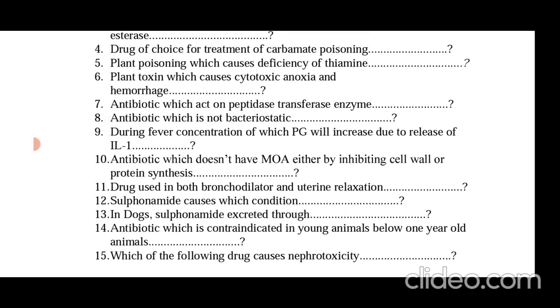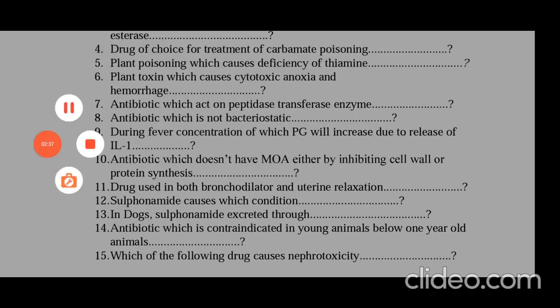Sulfonamide causes which condition? Crystalluria, crystals in urine. And 13, in dogs, sulfonamide is excreted through glucuronidation. Antibiotic which is contraindicated in young animals below 1 year of age is enrofloxacin. Which of the following drugs causes nephrotoxicity? Streptomycin. Streptomycin causes nephrotoxicity.